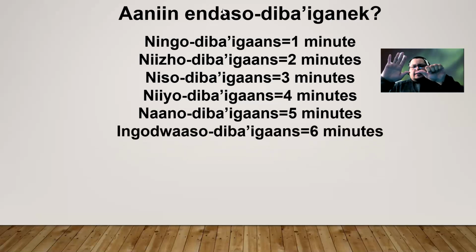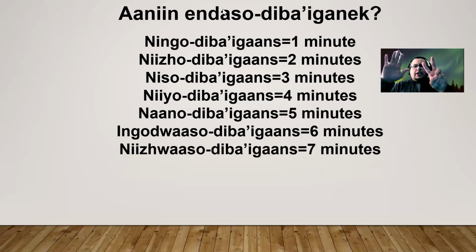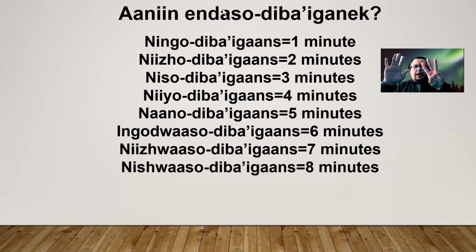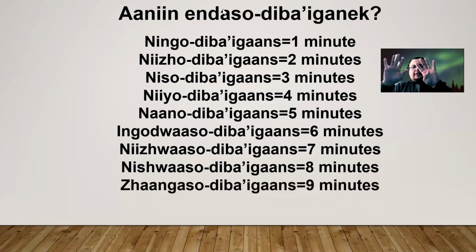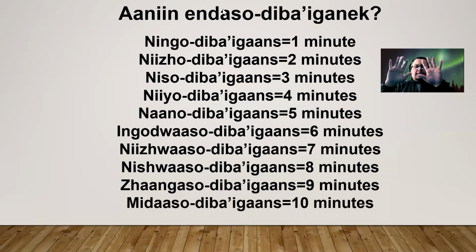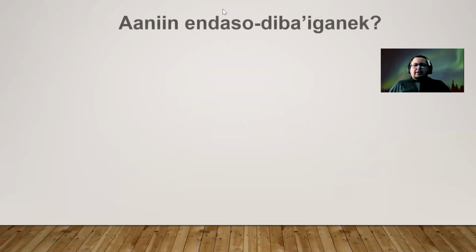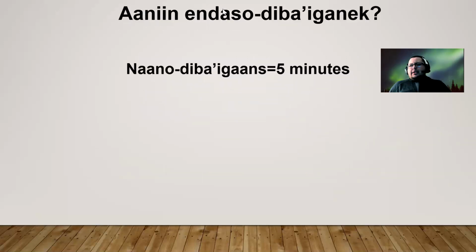Ingodwaso diba'iganek, 6 minutes. Nijwaso diba'iganek, 7 minutes. Endaso-diba'iganek, 8 minutes. Endaso-diba'iganek, 9 minutes. And endaso-diba'iganek, 10 minutes. So that's how we would say minute by minute in Ojibwe. Next, we're going to break down by 5 minutes, and then we're going to give examples after this.